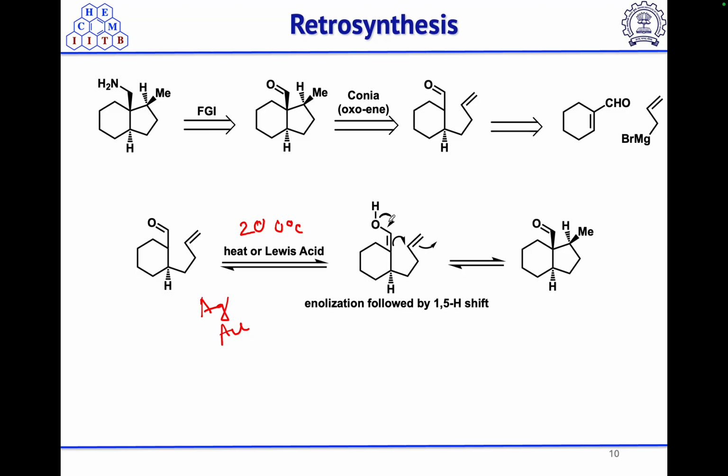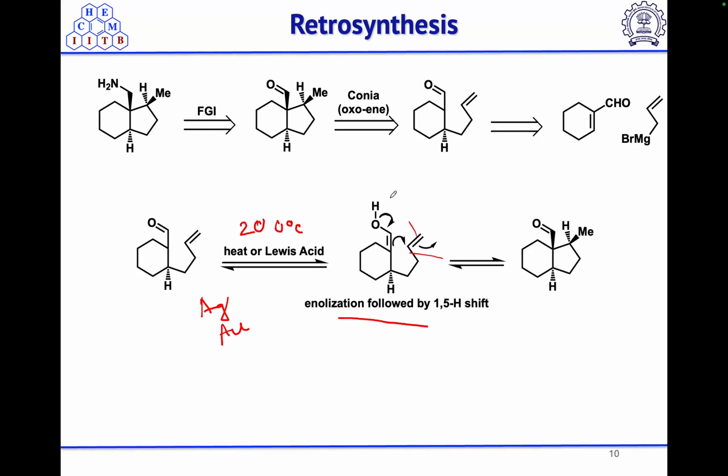Now if you see the electron pushing arrow, this OH bond will break and this enolate will attack this olefin, and you can easily get this five-membered ring. So this is basically enolization followed by a 1,5 hydrogen shift.